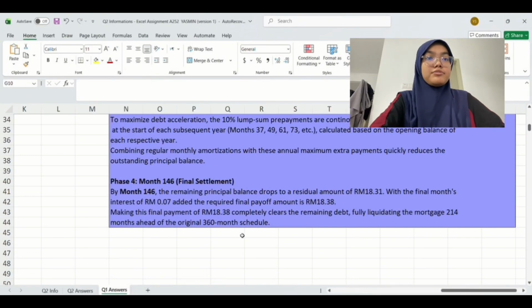By month 146, the remaining principal balance drops to a residual amount of 18 ringgit 31 cents, with the final month's interest of 0.07 ringgit added. The required final payoff amount is 18 ringgit 38 cents, making this final payment of 18 ringgit 38 cents completely clear the remaining debt, fully liquidating the mortgage 214 months ahead of the original 360 month schedule.